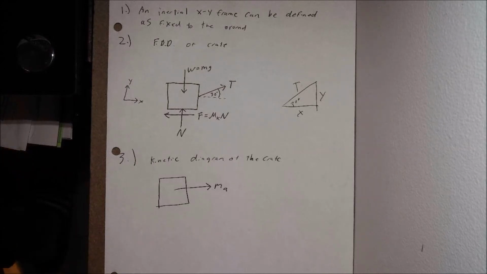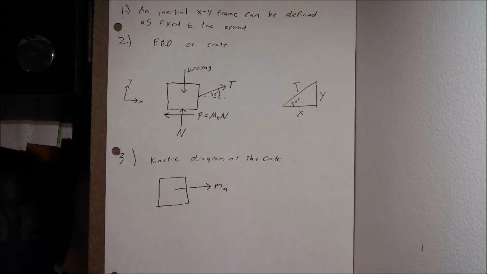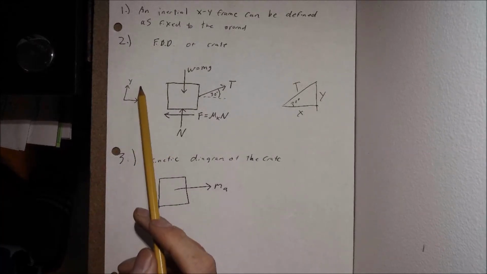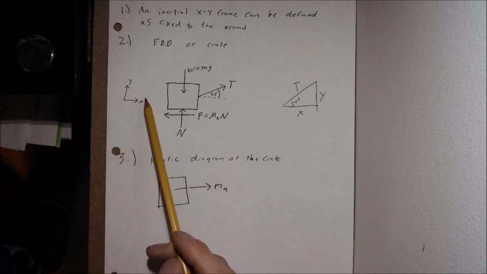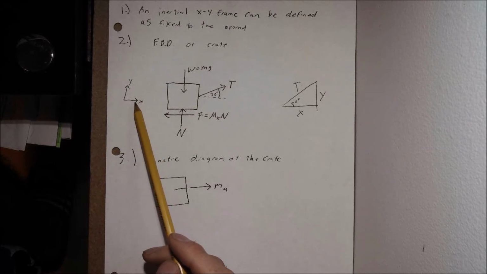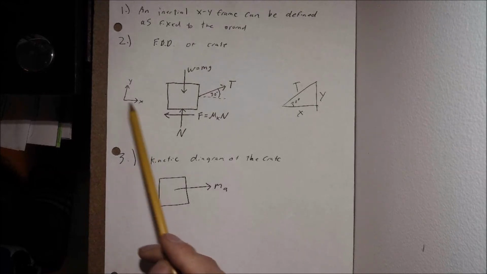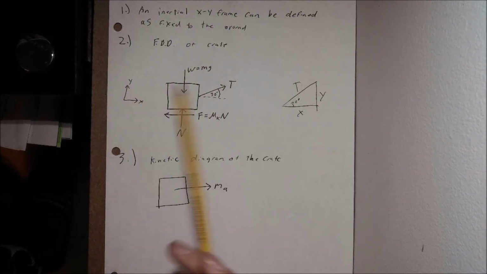Let's take this solution step by step, in the 3 different sections that we broke our solution into. The first step was to establish an inertial XY frame that can be defined as fixed to the ground. That's our standard XY coordinate system. As I mentioned while looking at the problem statement, unless something jumps out at you right away as a reason to change this, stick with your standard XY. So I have X positive to the right, and Y positive coming up off the ground.